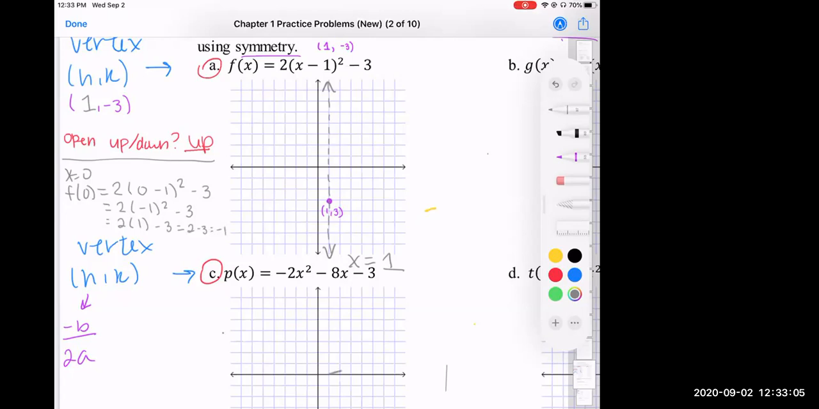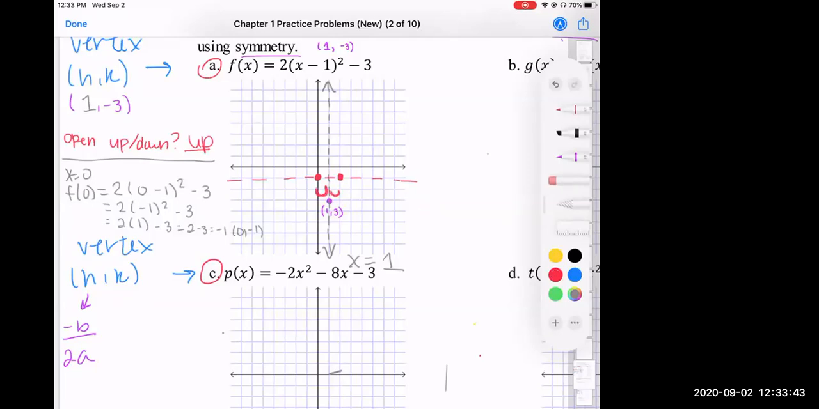This means I have the point (0, -1). Let's plot that. (0, -1), so we have it right here. Okay, we have a mirrored image. So if this one is 1 away from our vertex, it's going to line up exactly 1 away to the right. So I have this point right here also. And we have enough to graph our parabola.